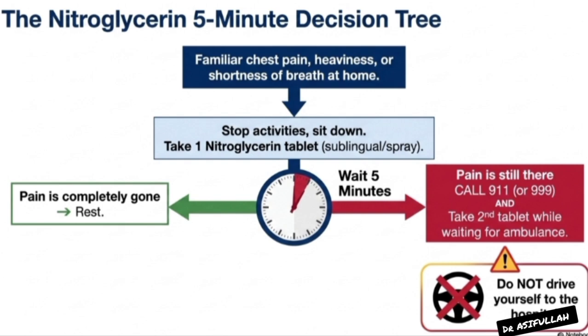The 5-minute nitroglycerin decision tree. You tell your patient that if there is familiar chest heaviness or shortness of breath at home, you stop all activities, sit down, and take one nitroglycerin tablet sublingually. Wait for 5 minutes, and if pain is still there, call your emergency number, 1122 in Pakistan, 911 in any other place, and the second tablet may be taken while waiting for the ambulance.